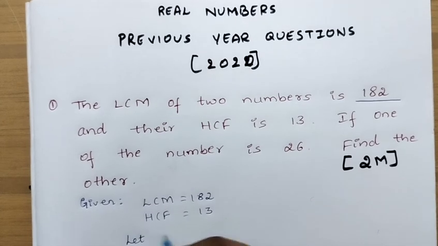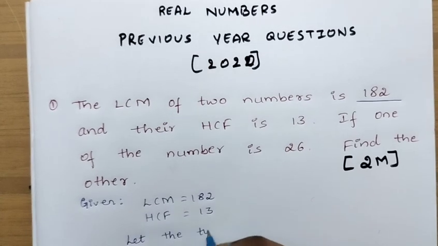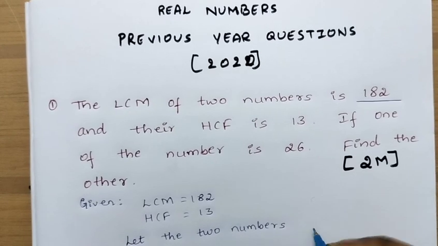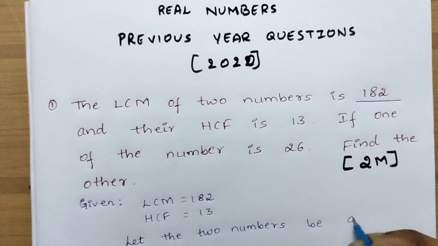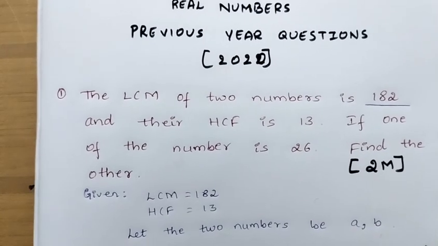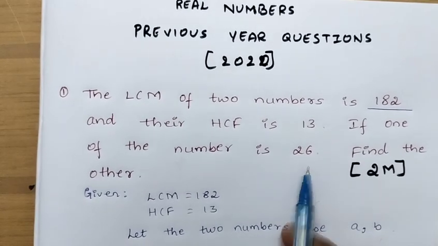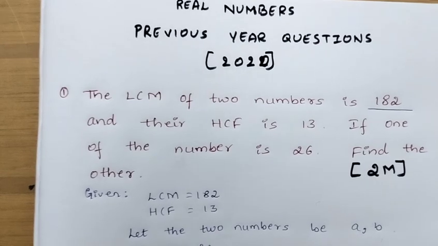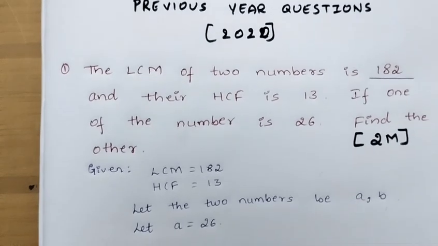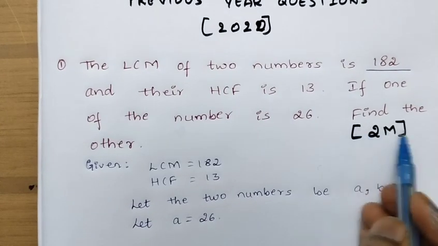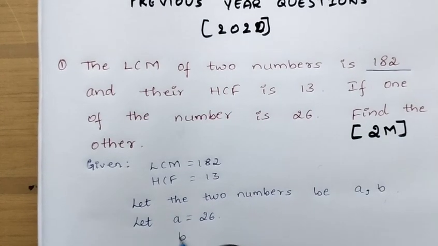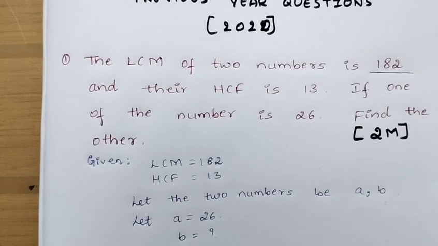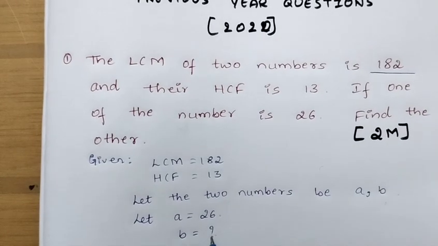So let the two numbers be A, B. They are telling that one of the number is 26. So let A is equal to 26. Then find the other. We have to find the value of B. That is, we have to find the other number. So we have a formula to find the another number.